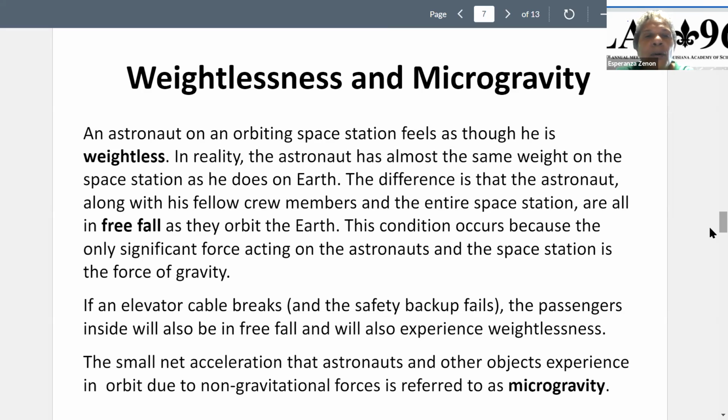Sometimes you might see this whole idea of weightlessness when they talk about being in an elevator and the cable gets cut and the elevator starts to free fall, right? So if you're inside that elevator when it starts to free fall, you will be free falling. And so you will feel that sensation of weightlessness. You will not actually be weightless. You just feel that way, okay?